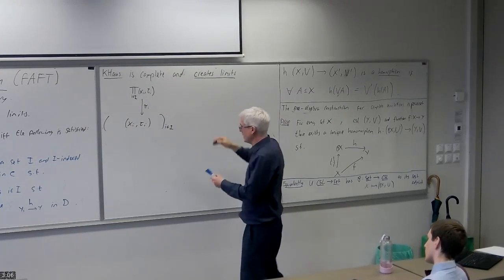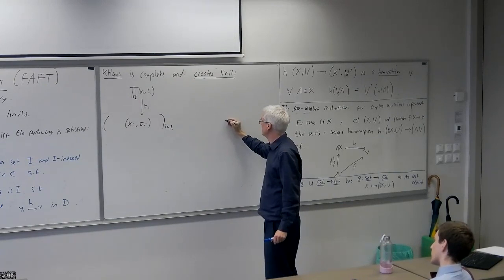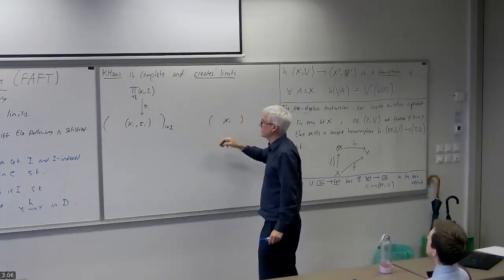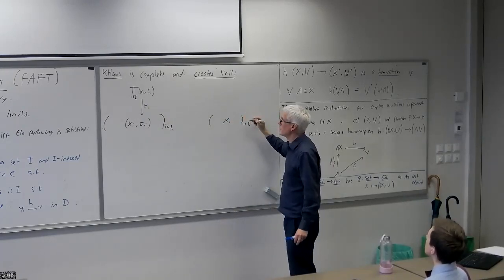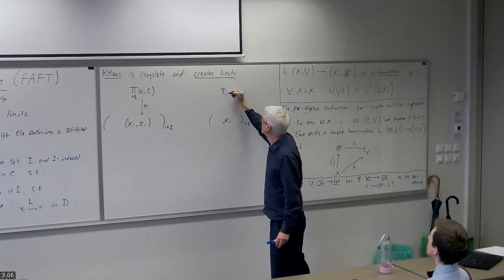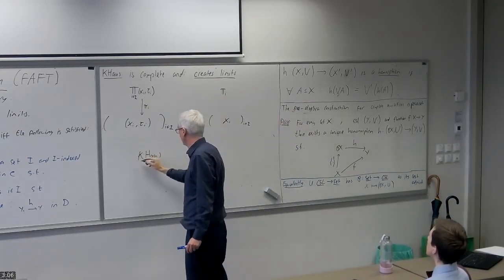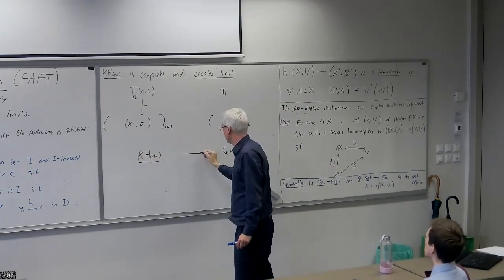Well, actually, we can see that the forgetful functor to set preserves this limit because this is a topology over the set theoretic product. So in set we've got, so this is KHaus. Here we've got set. Here we've got the forgetful functor.